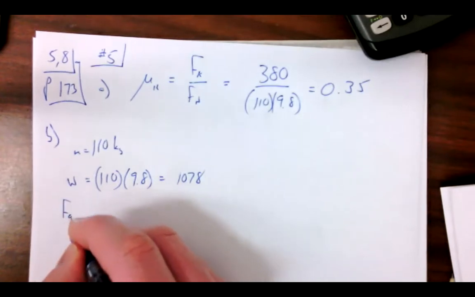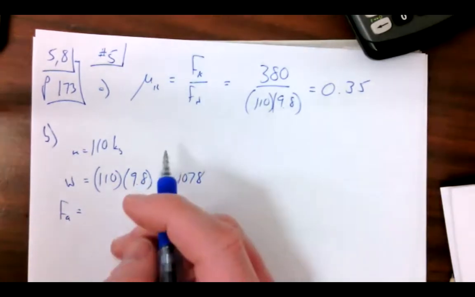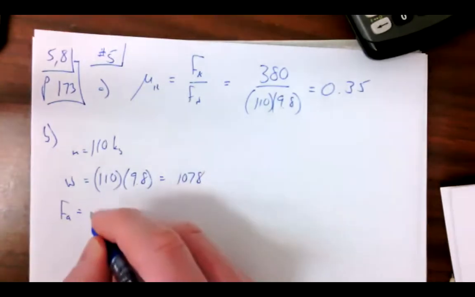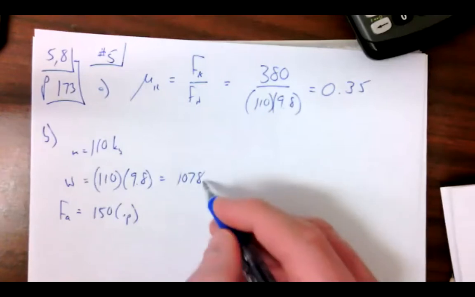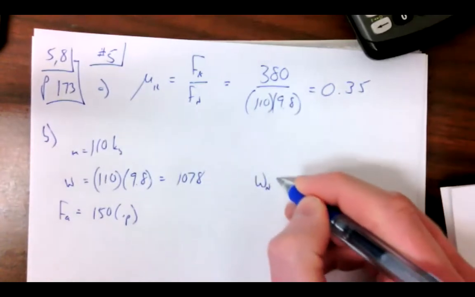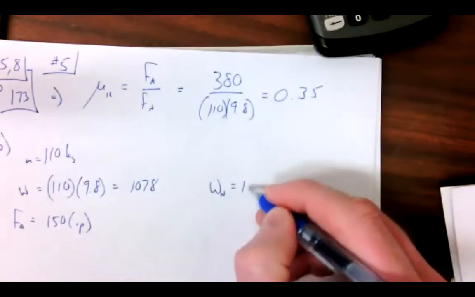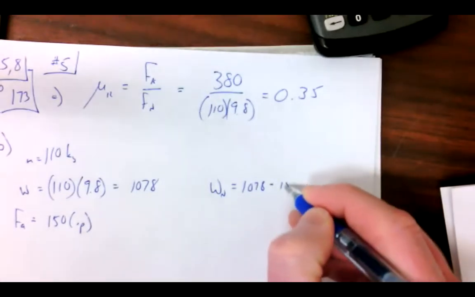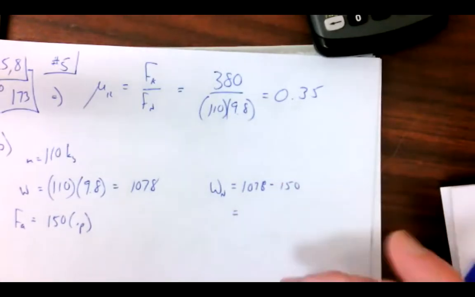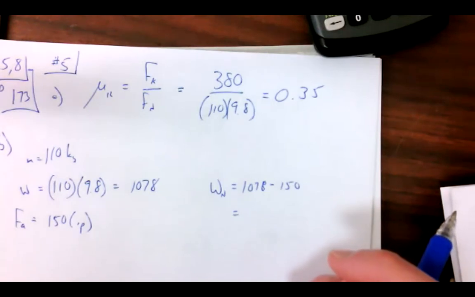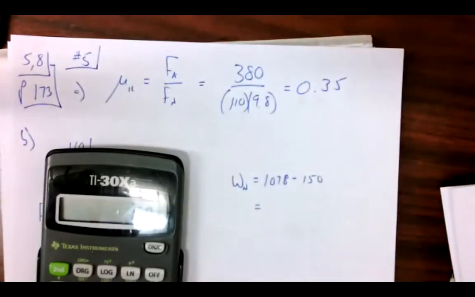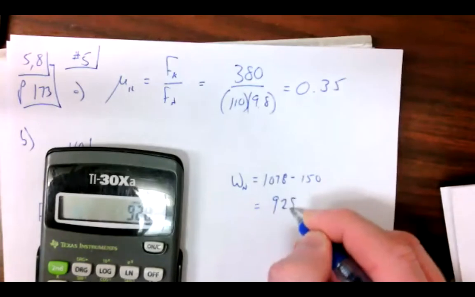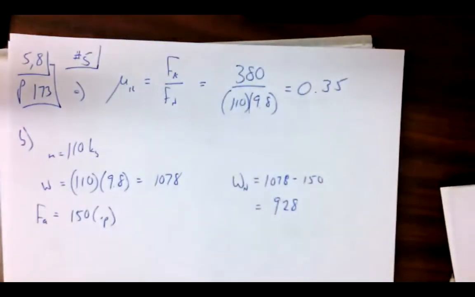So the applied force from your friend, are they a friend? Yeah, they're a friend, is 150 newtons up, which means effectively the net weight of this trunk is 1078 minus 150. Does that make sense? That's why it's making it easier? Yeah, that helps. So because they're effectively making the trunk lighter.